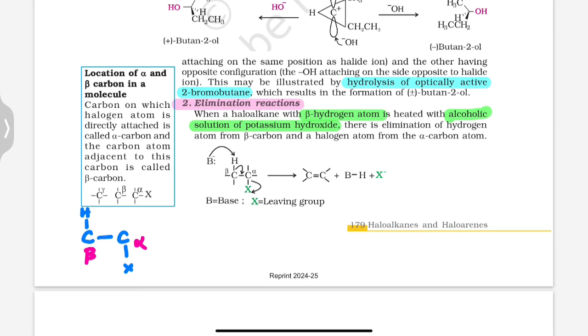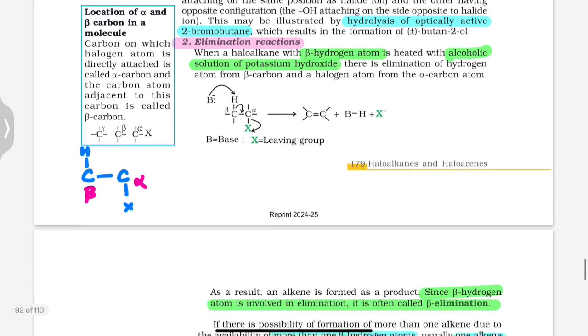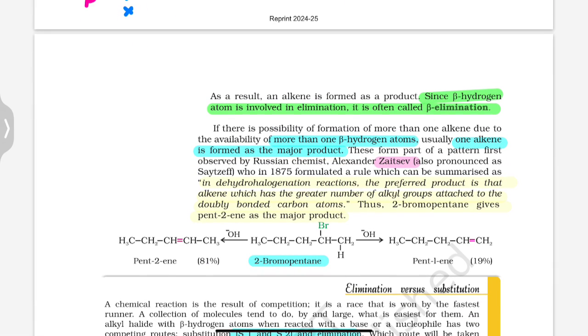Here you can see, when a haloalkane with beta hydrogen atom is heated with alcoholic solution of potassium hydroxide, that is alcoholic KOH, elimination of hydrogen from the beta position and halogen from the alpha position will take place, which is called elimination reaction. It is also called beta elimination because the hydrogen atom is removed from the beta carbon. Since beta hydrogen atom is involved in elimination, it is often called beta elimination.